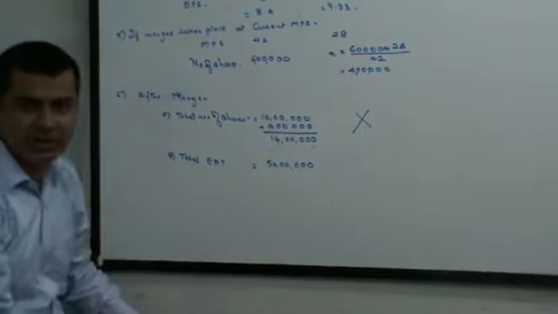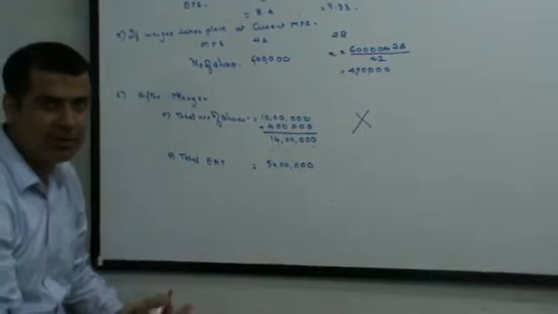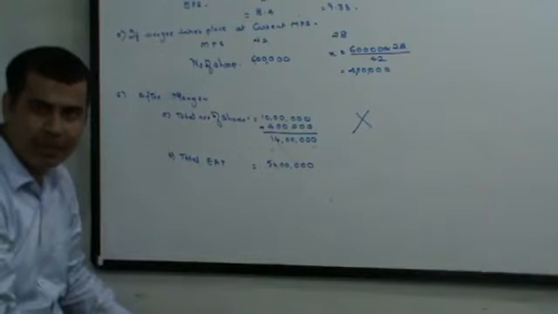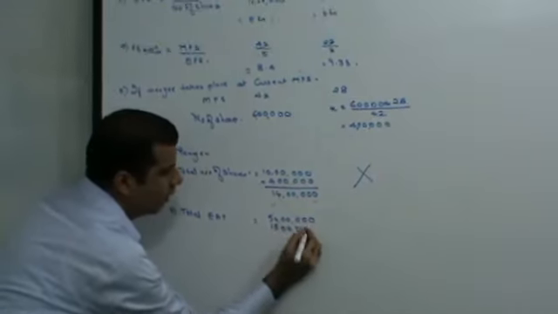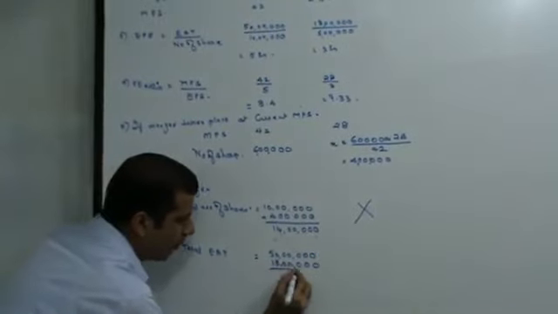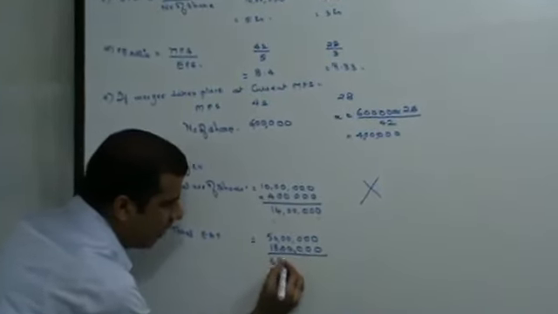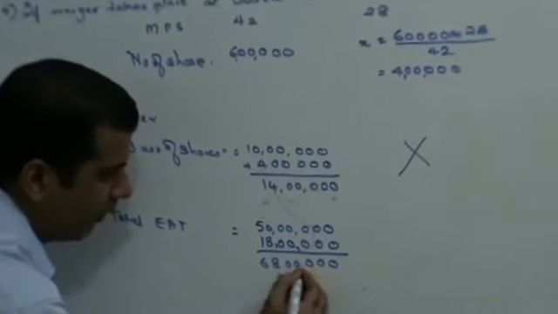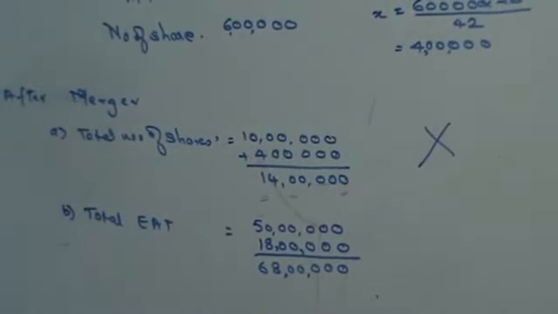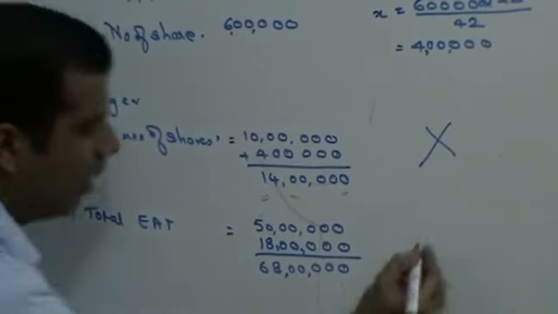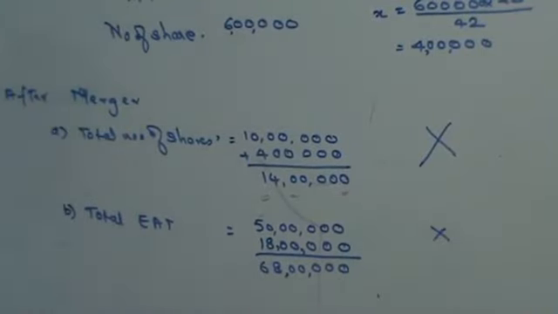It has purchased Alpha. So Alpha's profit will also now be Omega's profit. So that profit will also now go to Omega Limited. So the total profit of Omega Limited after buyback, after amalgamation, after business restructuring is going to be 68 lakhs. Alpha Limited ceases to exist.